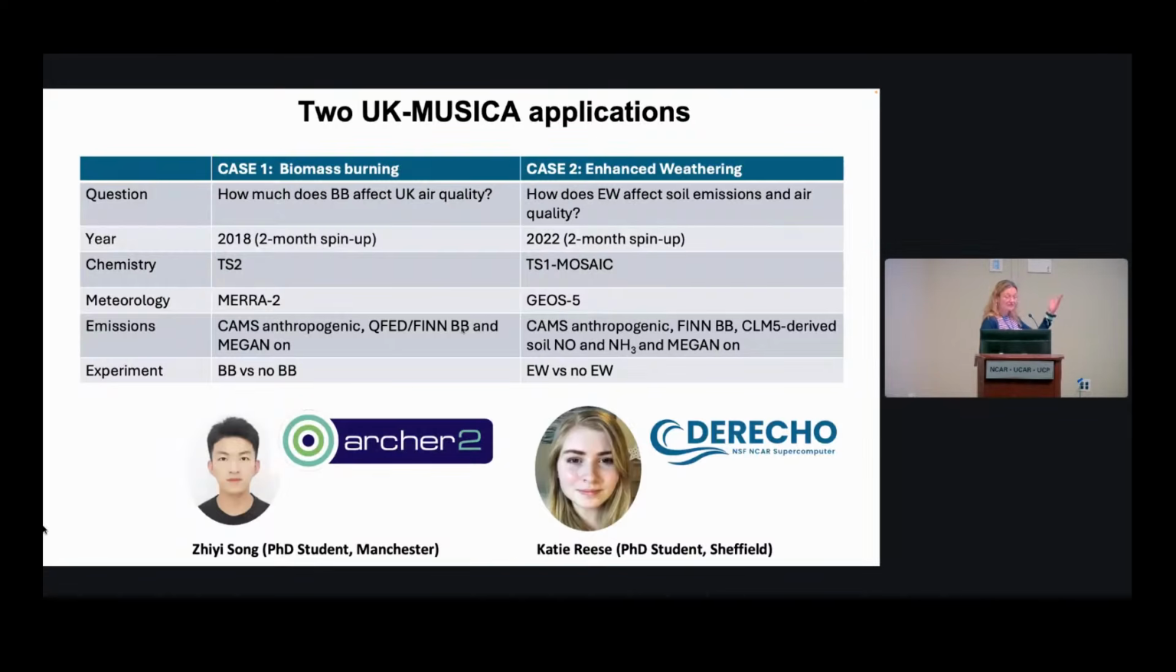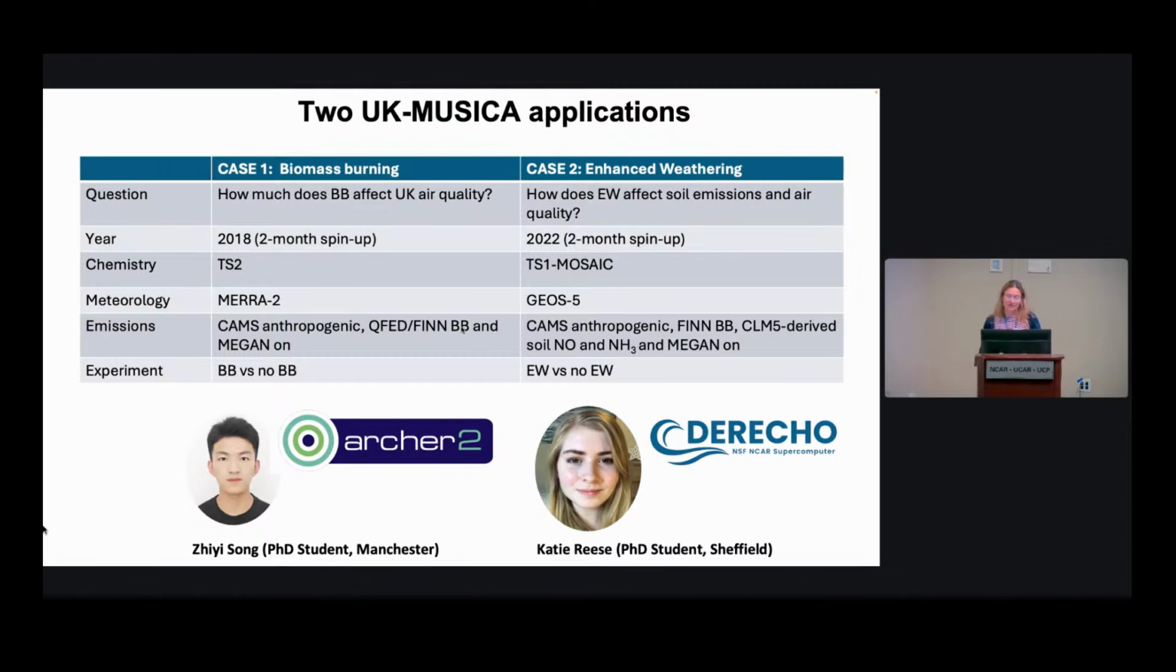These are the two examples. One is on biomass burning. We look at the air quality impacts of global biomass burning in the UK. We ran the UK MUSICA in 2018. We used the TS2 chemical mechanism, so we added isoprene and terpene oxidation and more complex chemical mechanisms. And we used an array of emissions: CAMS anthropogenic, FINN and QFED for biomass burning, and we had MEGAN. We ran two experiments: a control with biomass burning on, and an experiment with no biomass burning. The other case was enhanced weathering.